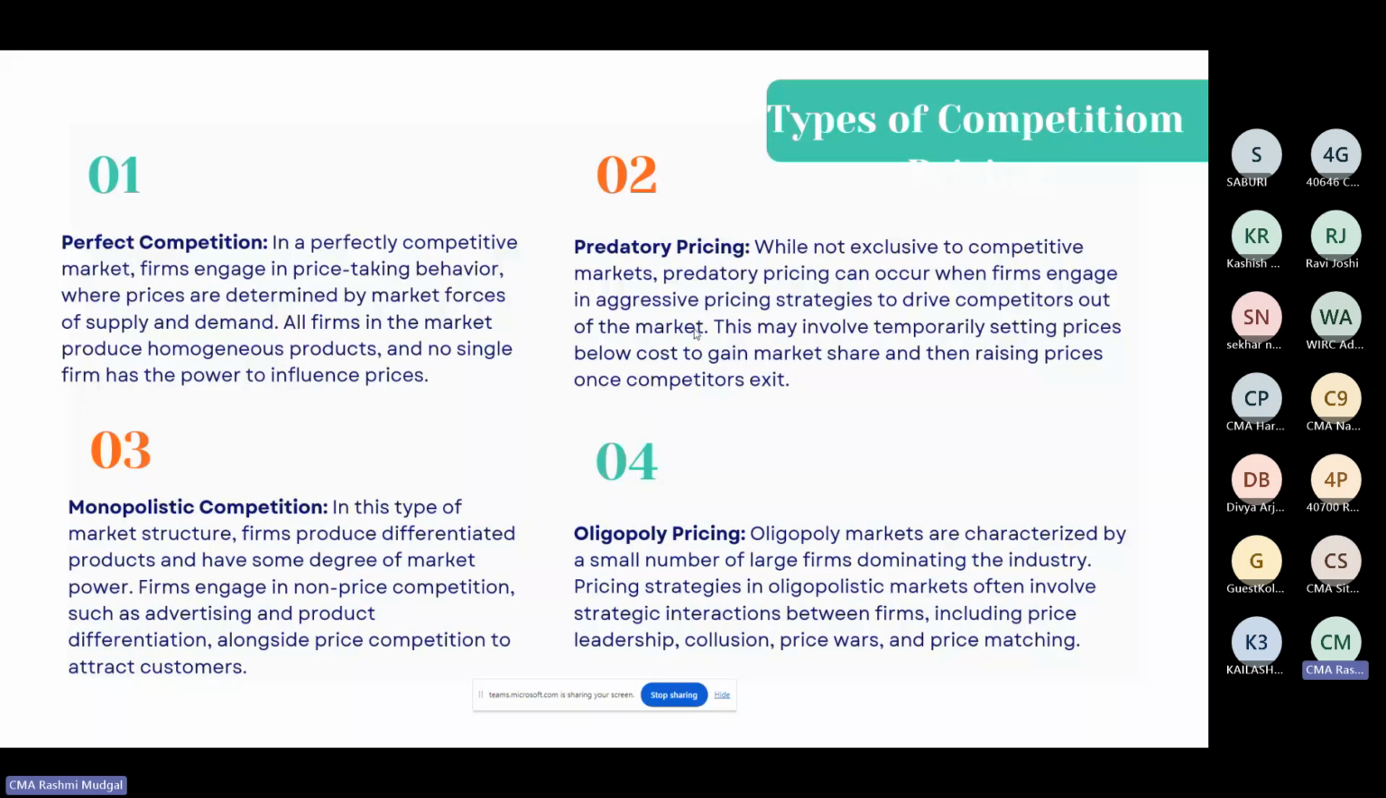markets are characterized by a small number of large firms dominating the industry. Pricing strategies in the oligopolistic market often involve strategic interaction between the firms. They can all decide that yes, we will sell at this price. So this includes price leadership, collusion, price wars, and price matching also. They match the price. Even in air travel, you can see Air India, Vistara, IndiGo, Akasa.